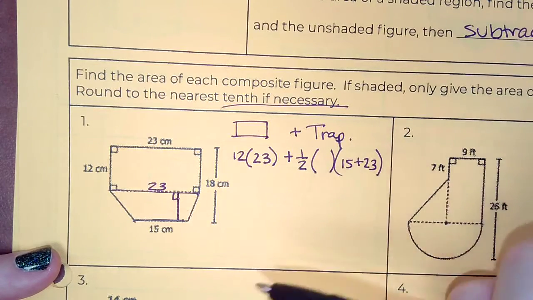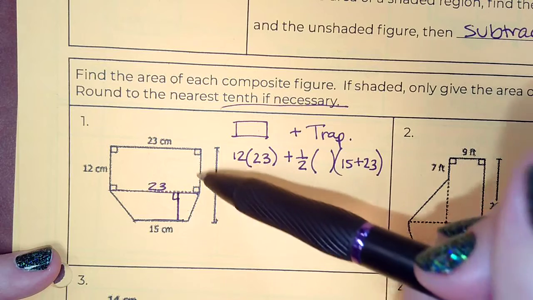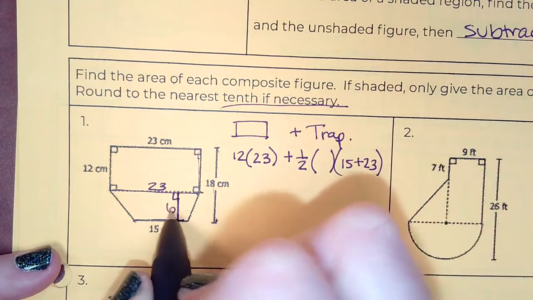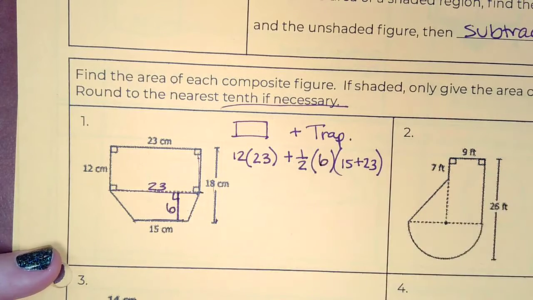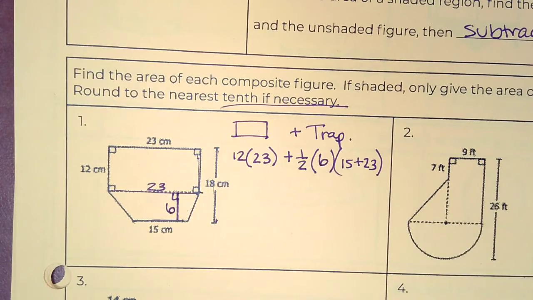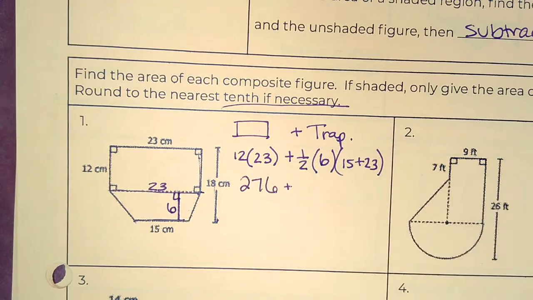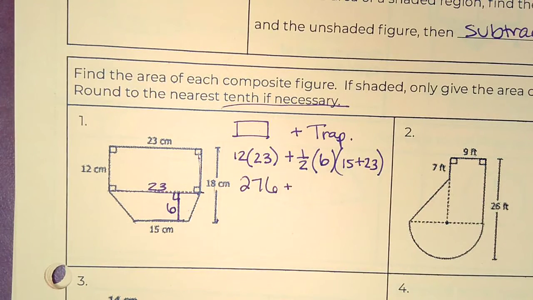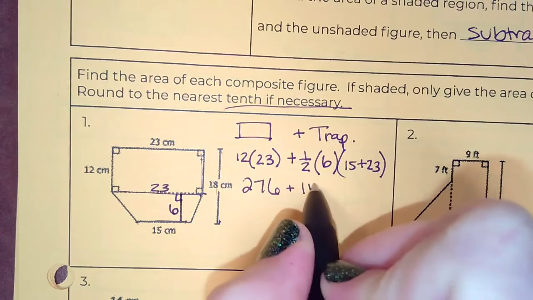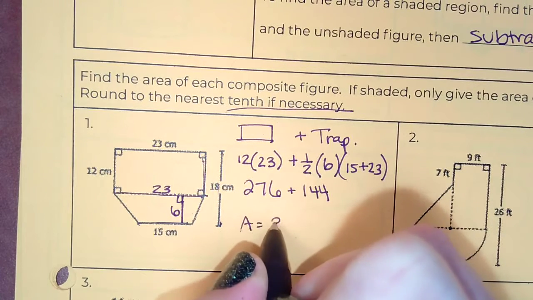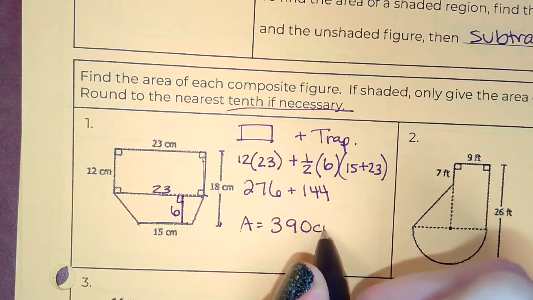How can I find that? Well, if I know this whole thing's 18, and this section is 12, I'll do 18 minus 12 to get 6 here. So that would be my height, 6. 12 times 23 is 276, plus 1/2 times 6 times 15 plus 23 gave me 144. Then I want to add those together. So my area is 390 centimeters squared.